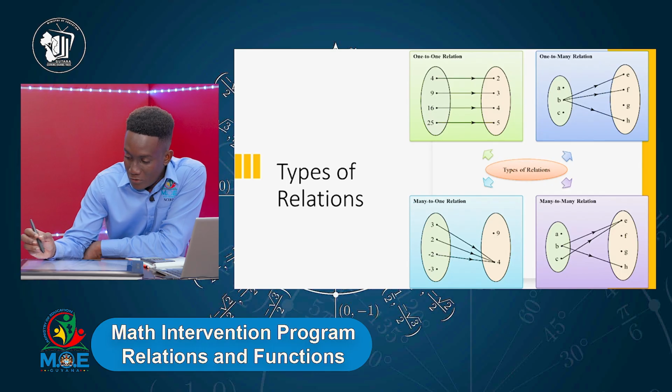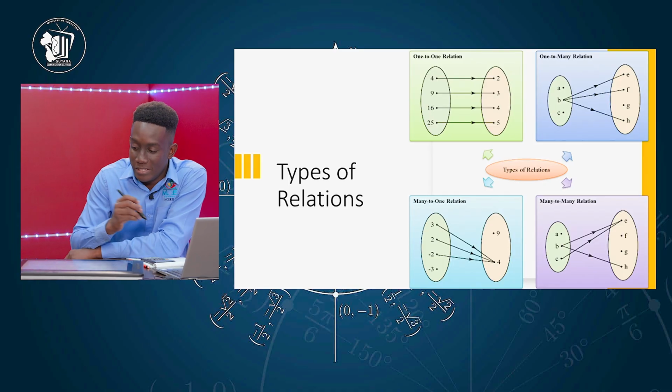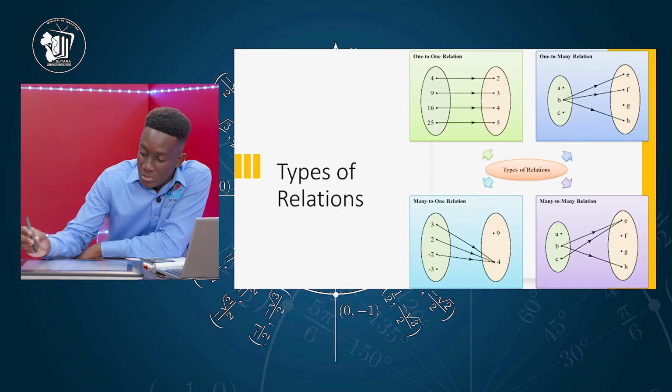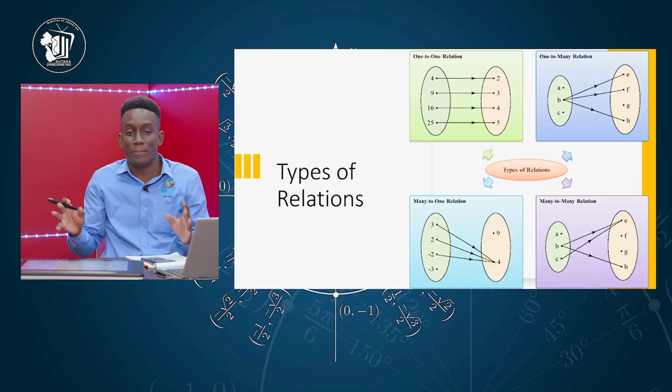And next we have the one-to-many relation. In this case, one element in the domain is mapped onto more than one element in the codomain. So in this case, we have B, and we can see there are many arrows coming from B. So B is mapped onto many. That is why it's called a one-to-many. So we see B is mapped onto E, B is mapped onto F, B is mapped onto H. So it's one going to many.